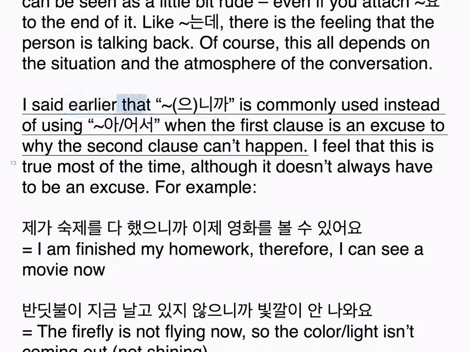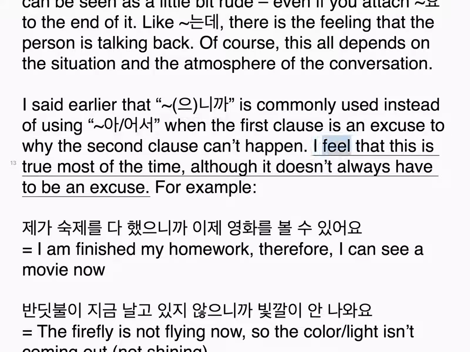I said earlier that 으니까 is commonly used instead of using 어서 when the first clause is an excuse to why the second clause can't happen. I feel that this is true most of the time, although it doesn't always have to be an excuse.